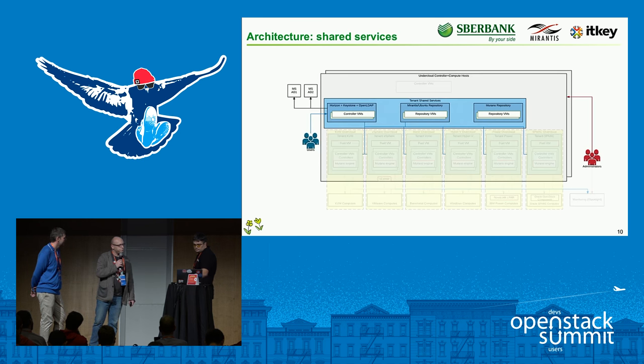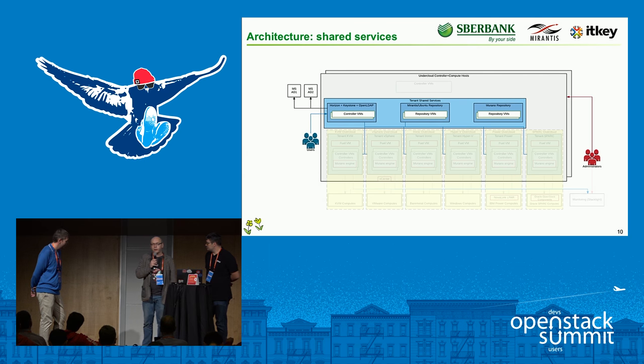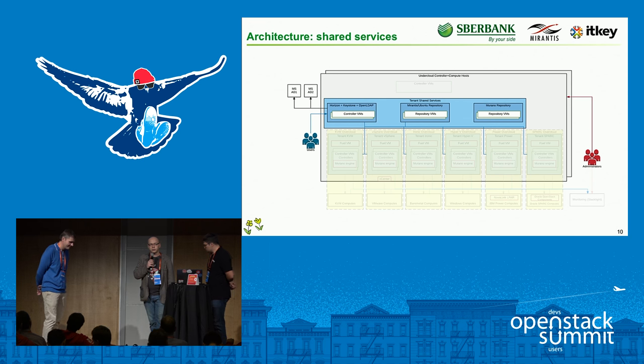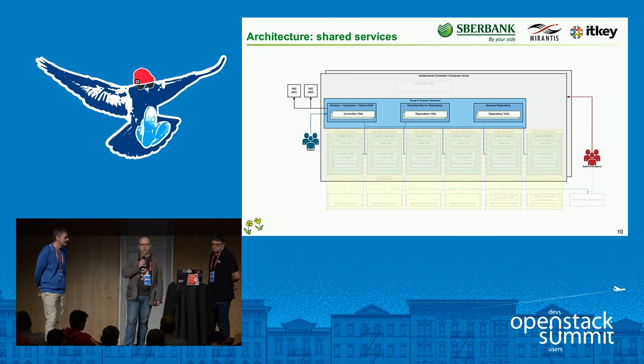In this case, we still needed to provide cloud users with a common user experience across all the several overclouds. So the second decision was to put all the common services, like the Keystone authorization backend, the Horizon portal, and common repositories, into separate shared services under a cloud tenant.